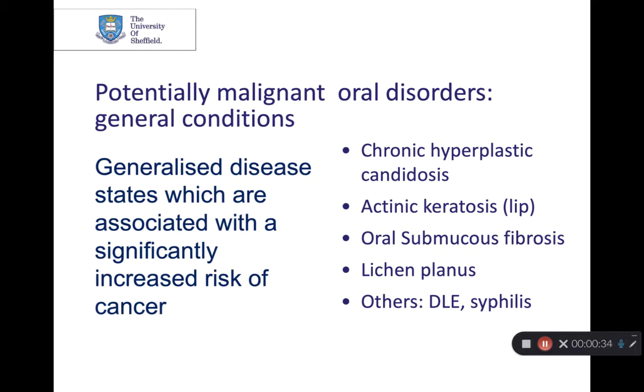The main list of these is, as you can see, on the right-hand side, and we'll talk particularly about the top 4 of these. Some of them will be mentioned in a bit more detail in some of the other sections of the course, for example, in the fungal infections and also in immunologically mediated disorders of the oral mucosa. Others such as lupus erythematosus, syphilis, keratosis congenita and so on are incredibly rare. You're very unlikely to see them, but they also do confer an increased risk of the development of oral cancer.